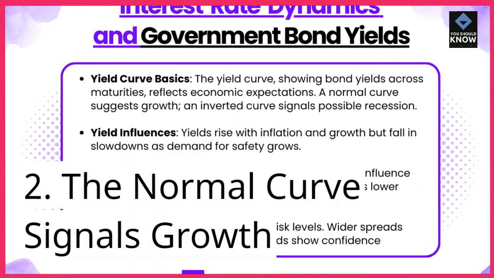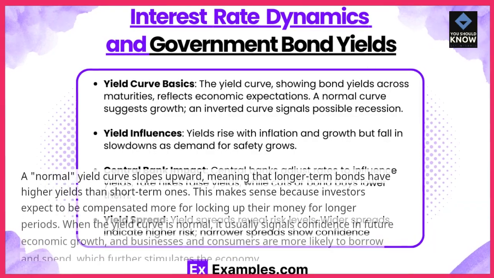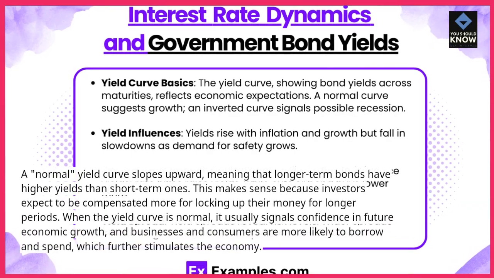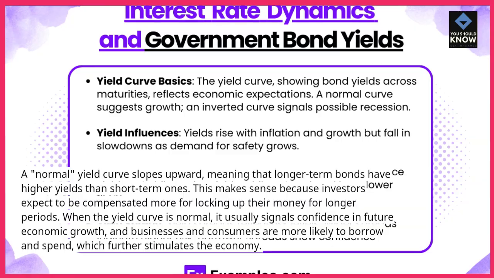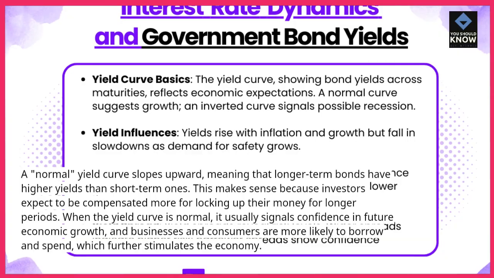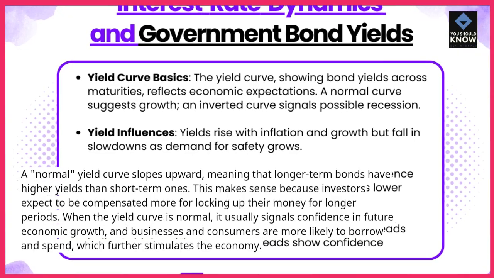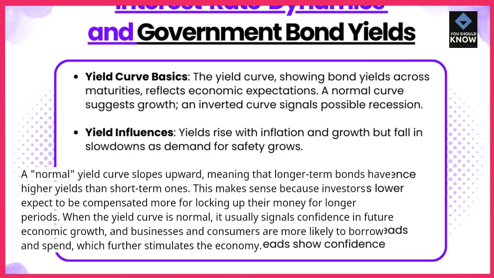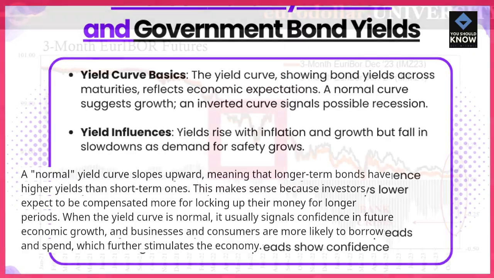2. The normal curve signals growth. A normal yield curve slopes upward, meaning that longer-term bonds have higher yields than short-term ones. This makes sense because investors expect to be compensated more for locking up their money for longer periods. When the yield curve is normal, it usually signals confidence in future economic growth, and businesses and consumers are more likely to borrow and spend, which further stimulates the economy.